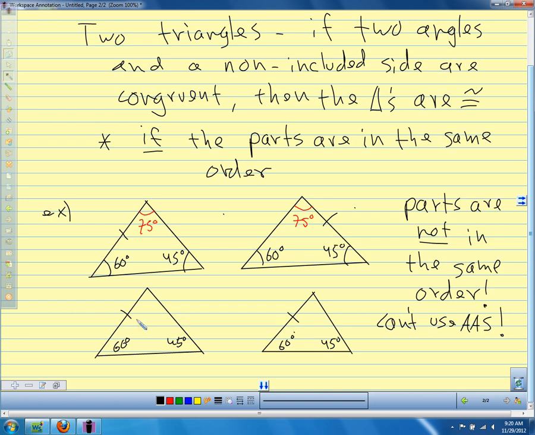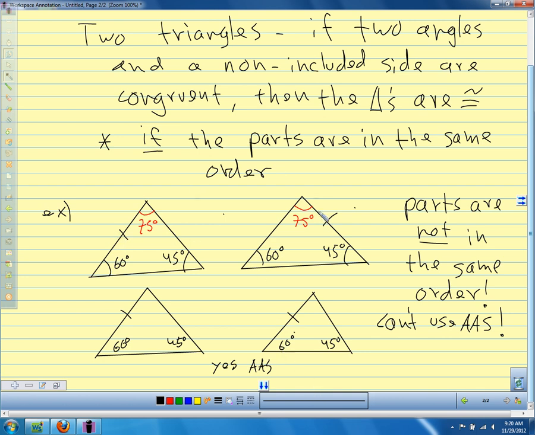Yeah. We could use angle, angle, side here because our parts match up in the same order. The tick mark here is next to the 60-degree angle, and it's next to the 60-degree angle here. So we could use angle, angle, side here. So this would be yes. Angle, angle, side does work. If our tick marks line up this way, then all of our parts are matching up in the same order. We have the side that's congruent next to the 60-degree angle here, and next to the 60-degree angle there.